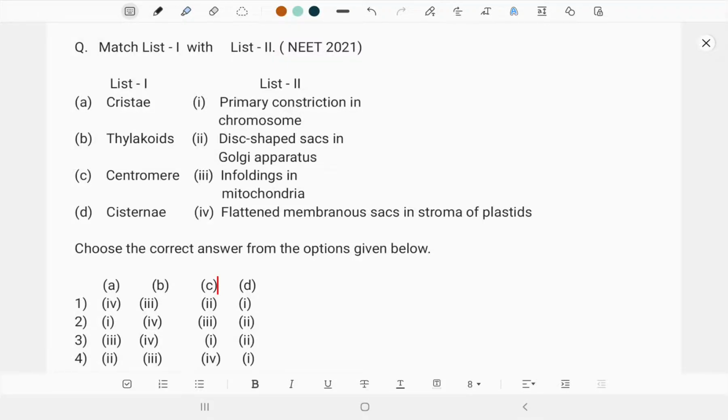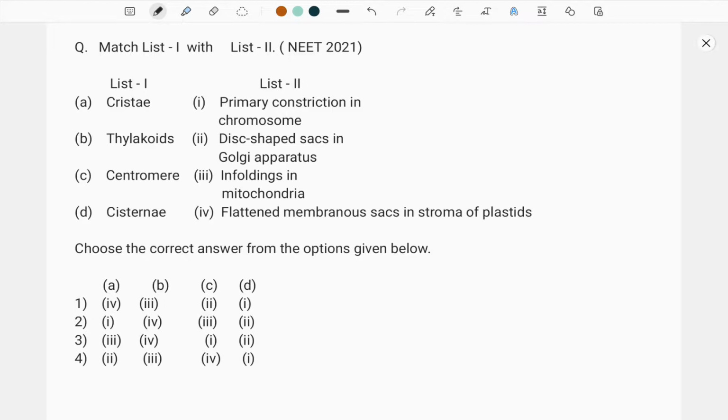We are discussing the NEET 2021 question paper to have a better understanding and to do better in the 2022 paper. Here the question is of the match the following type. We have been given list 1 and list 2, and we have to match them. This question is taken exactly from the unit of life, and it is very simple.